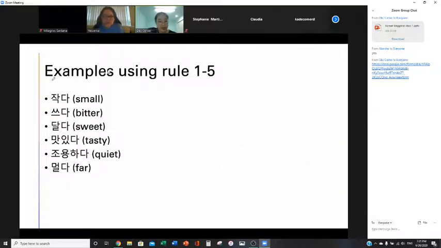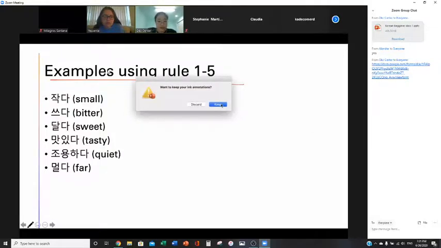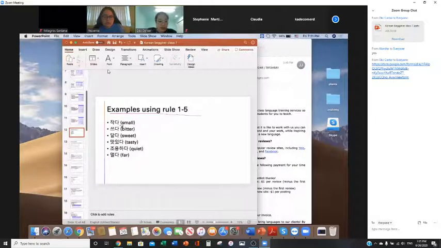Okay, so this is just an example of using the rule number 1 through 5. But since we are going a little fast today, I'm just going to give you the answer. 작다 means 작아. I'll give you the answer so you can practice it later using the chart. Okay, so let me just make it bigger.